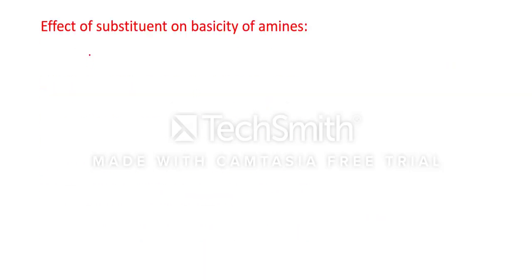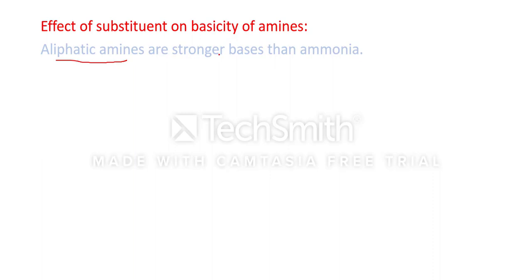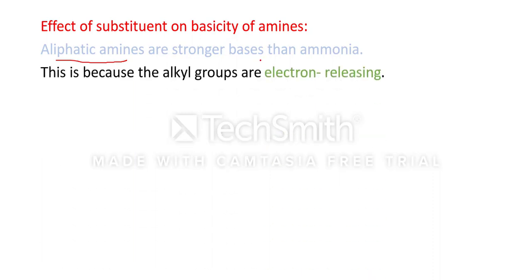Next, the effect of substituent on basicity of amines. Aliphatic amines are stronger bases than ammonia. Which amines? Aliphatic amines are stronger bases than ammonia, because aliphatic amines contain alkyl groups. Alkyl groups are electron releasing in nature.